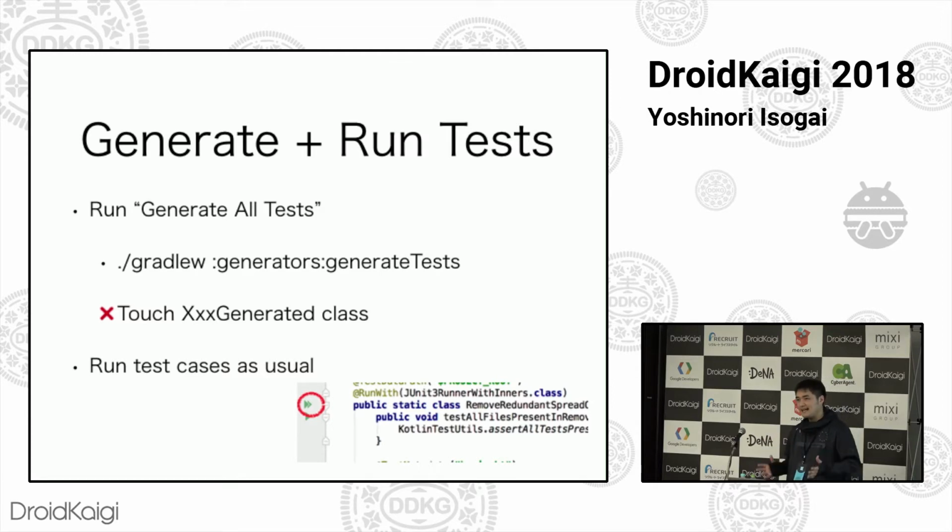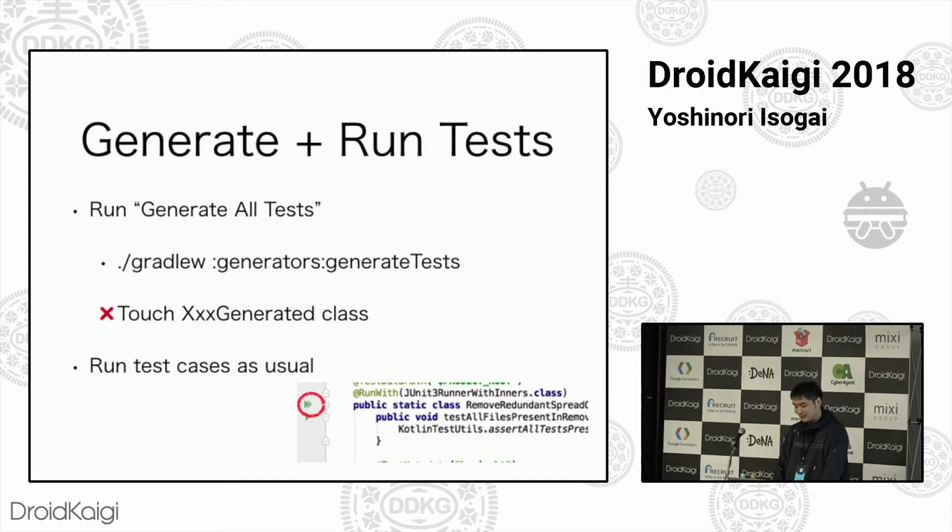Now, test data is ready. Let's create a test case. We will generate a test case by running the generate all test run configurations. Generate all test runs this Gradle command. This command generates the class that has a postfix with generated. Don't touch these files. These files are generated by Gradle, not human beings.